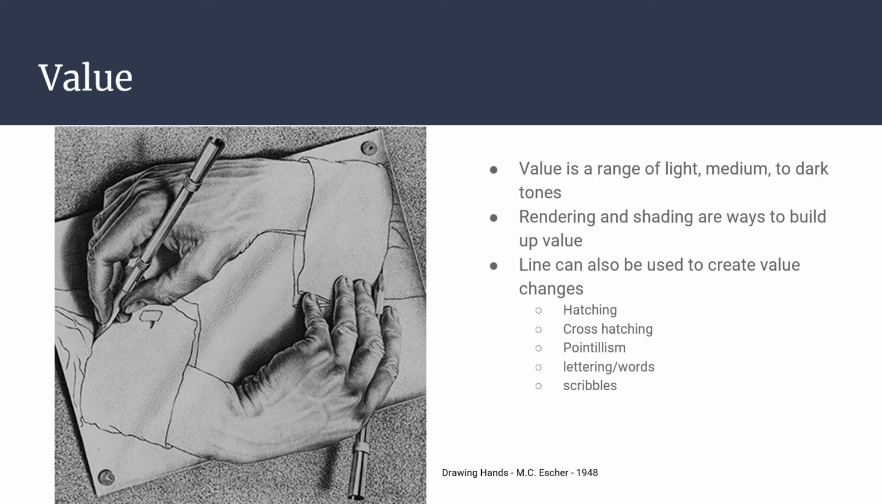But we can also use line as a way to create value changes through cross-hatching, hatching, pointillism, lettering words, and scribbles. So when I talk about hatching, it's small marks like this. Cross-hatching would create an X effect. Pointillism is the use of dots to create value. Lettering and words, same idea, and then scribbles to create darker areas versus lighter areas.